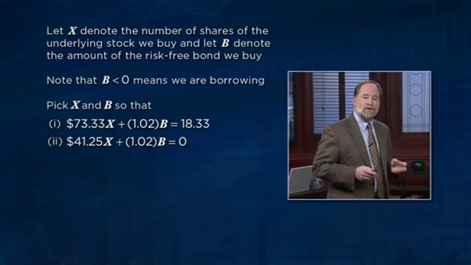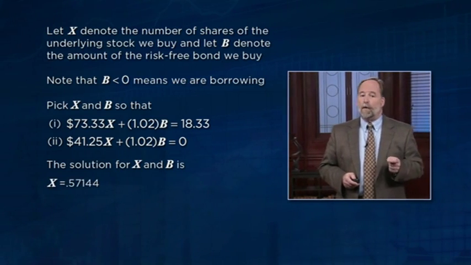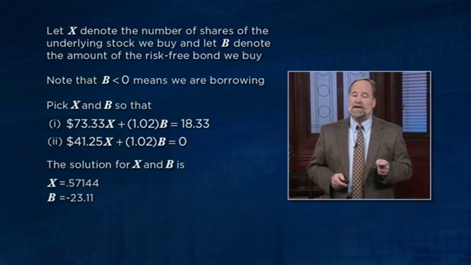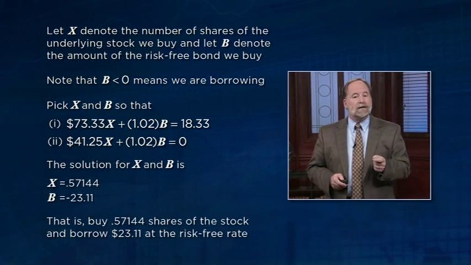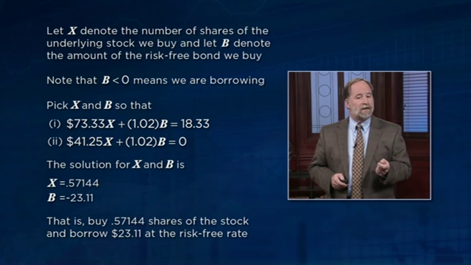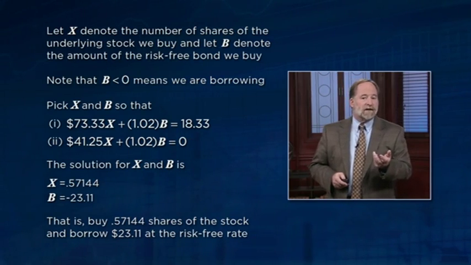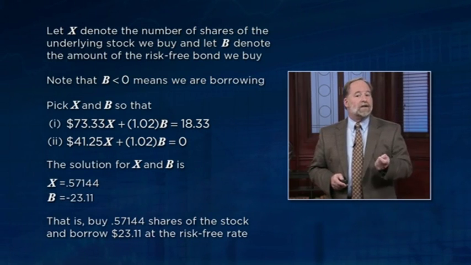A little algebra shows that the solution to this is X is equal to 0.57144 and B is equal to negative 23.11. That is, you should buy 0.57144 shares of the stock, so that's about 57% of the shares of the stock, and borrow $23.11 at the risk-free rate.